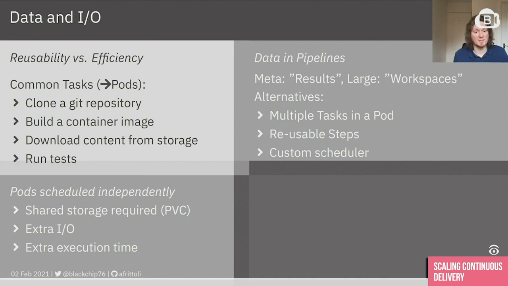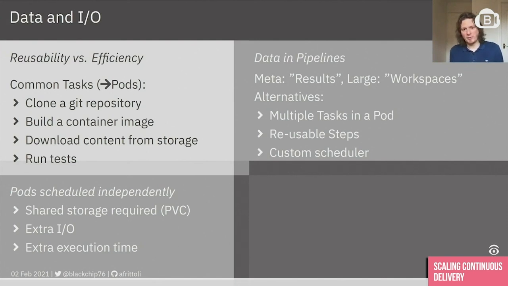So it means that you need some storage to share data between them. So you might need something like a PVC, which has provisioning time. It's an extra resource that needs to be consumed. It requires extra I/O because you clone the repository and then you have to copy it into the shared storage and then download it from there. So you get extra I/O, extra execution time.